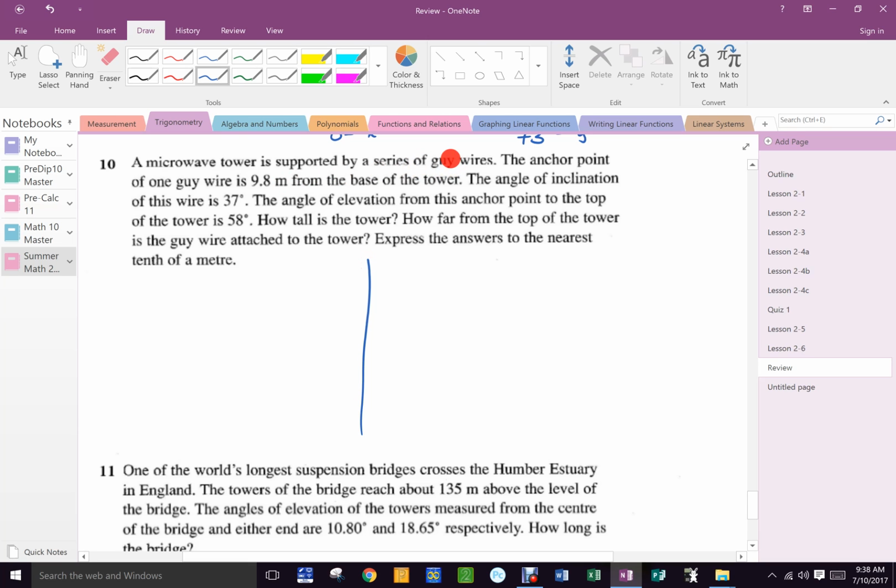Series of guy wires. I don't know what a guy wire is, Mr. Myers. When something's growing up tall, they put wires to it to hold it up so it doesn't fall over. Oh yeah, I've seen that. Okay, that's a guy wire. Just because, I don't know. Why are you called Amaranth?